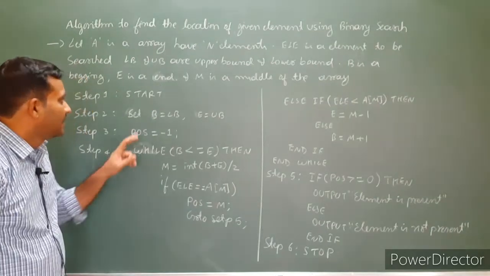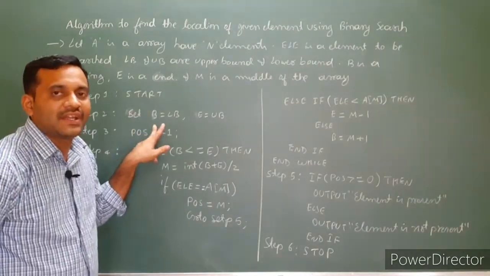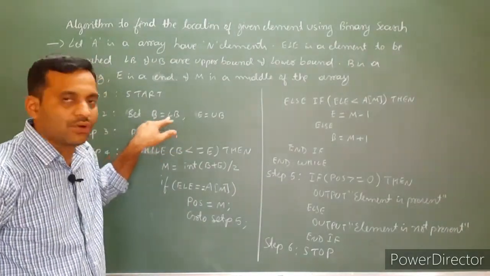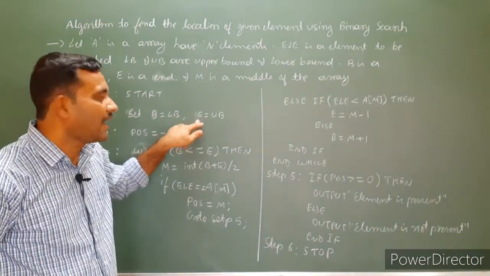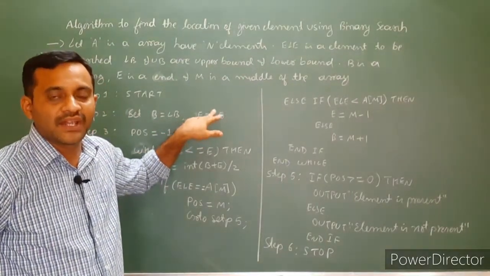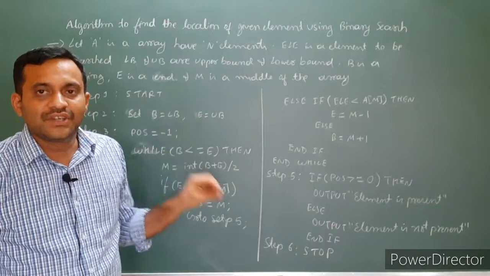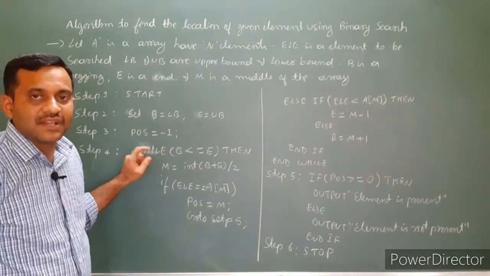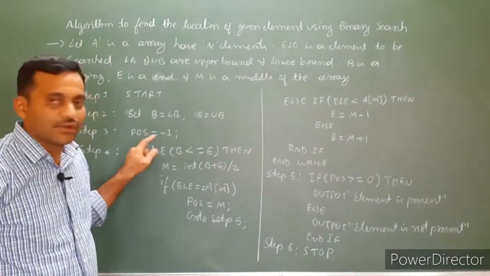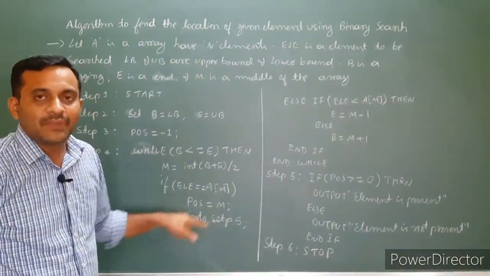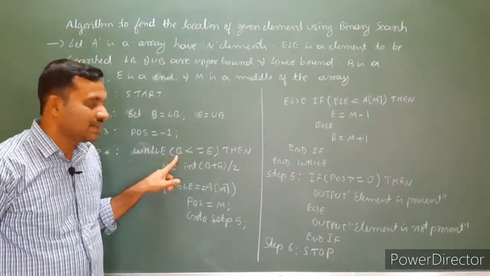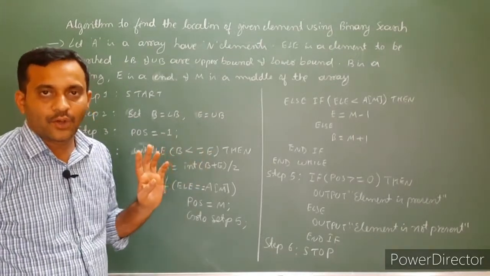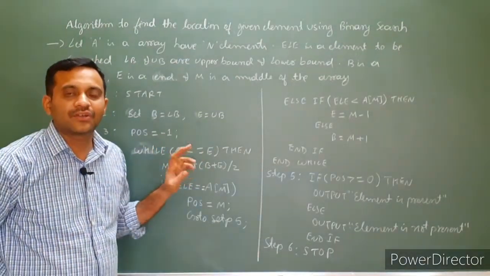See here, first we have to set beginning and end. Beginning is the lower bound, the starting address, and end is the upper bound, that is n minus one. We have to set 0 and n minus one. Then assume that the element is not present by assigning position equals -1. Repeat the steps until beginning is less than or equal to end.